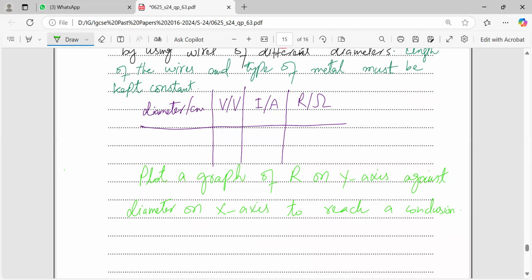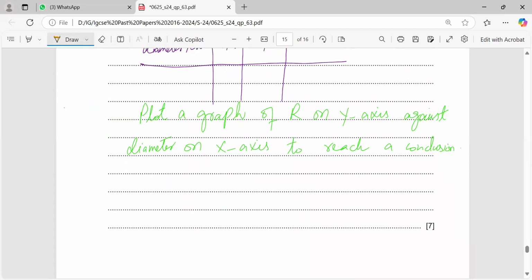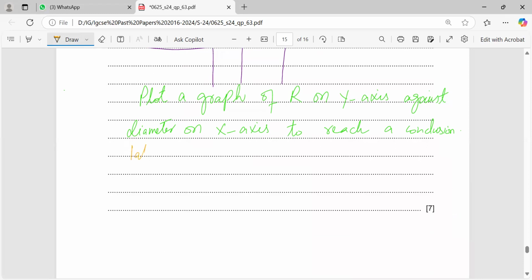Remember it. Now, one more point I can add, and that is take at least 5 sets of data so that you can draw a very good, sensible graph. Take at least 5 sets of data, meaning you will have 5 values of R when you have connected 5 different diameter wires into the circuit. I'm sure this will be okay with you all.